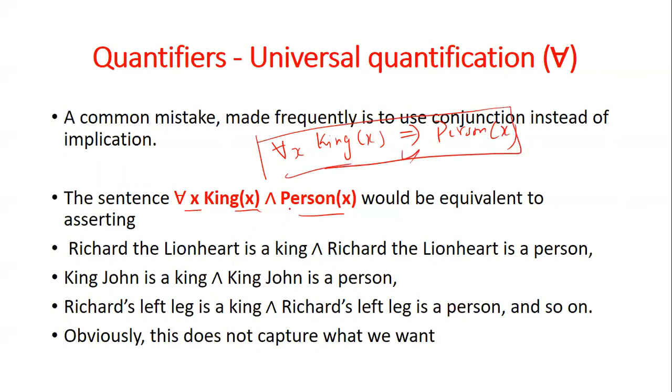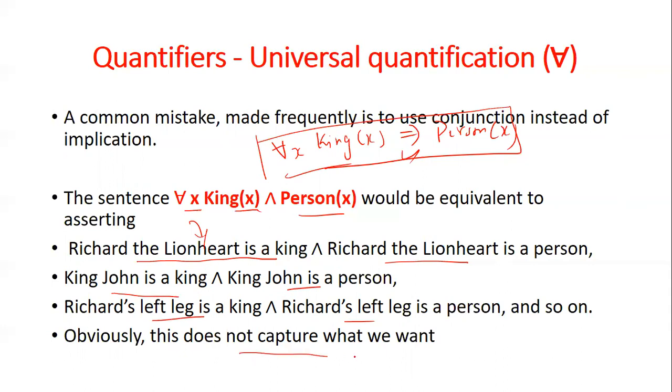You cannot use and. If you use and, then what does it mean? It means you are saying Richard the Lionheart is a king and Richard the Lionheart is a person. This becomes a declaration, but actually he is not a king. And you are also saying John is a king and John is a person, and Richard's left leg is a king and the left leg is a person, and so on.